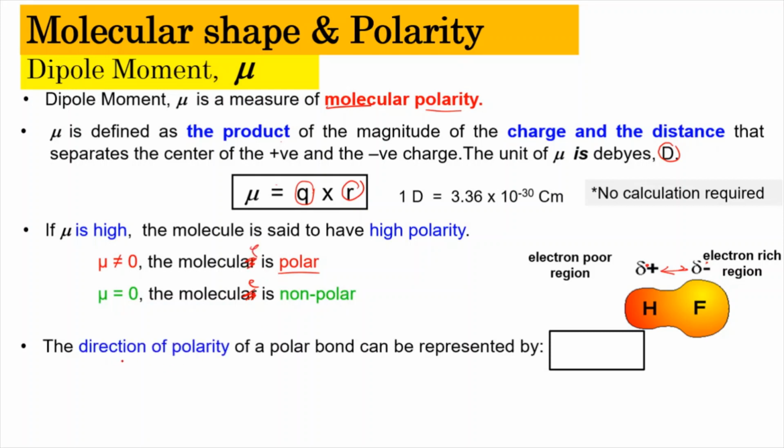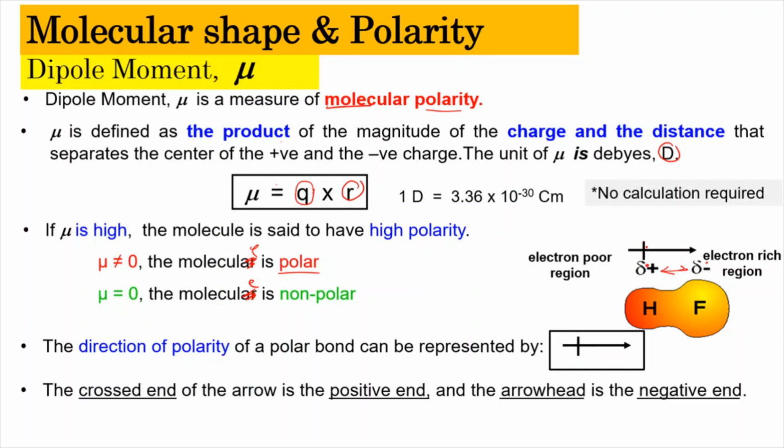And the direction of the polarity of the polar bond can be represented by using a cross and arrow here, where the cross refers to the positively charged side, and meanwhile the arrow shows that it is towards the negative end, yang mana ada electron rich region, and the positive sign here refers to the electron poor region or a partially positive charge.